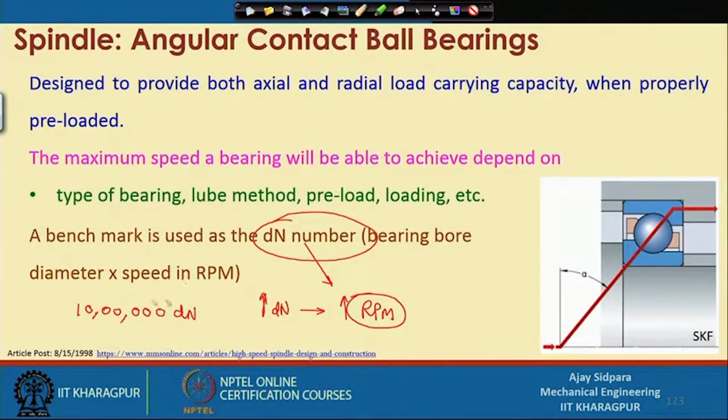So at that time mostly the major part is the RPM here. If you are talking about 1 lakh RPM, then you can think that 10 millimeter is the diameter. So 10 millimeter diameter and 1 lakh RPM means you can go with a 10 lakh DN number. In that way you can define this. So this is what we mostly talk about with the DN number. What is the DN number? The higher the DN number, the more you are thinking about the higher speed of the spindle.